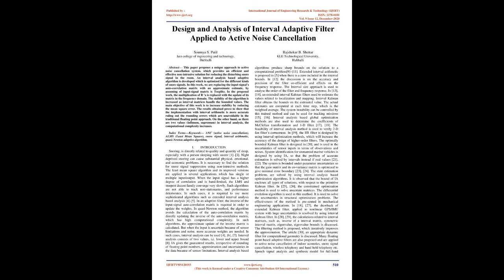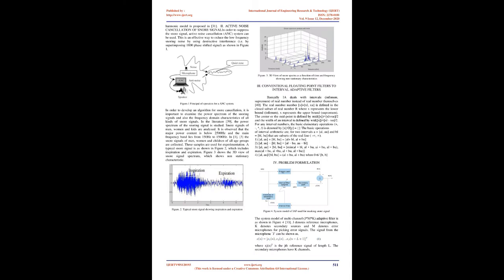In an adaptive filter, the inverse of the input signal autocorrelation matrix is required in order to update the weights. In the quasi-Newton method, the algorithm avoids the calculation of the autocorrelation matrix by directly updating the inverse of the autocorrelation matrix, which has high computational complexity. In such algorithms, the approximate update of the inverse matrix is calculated.